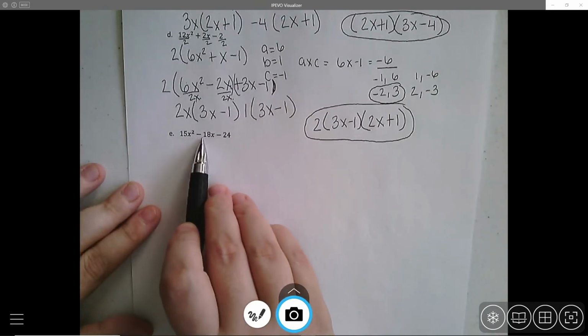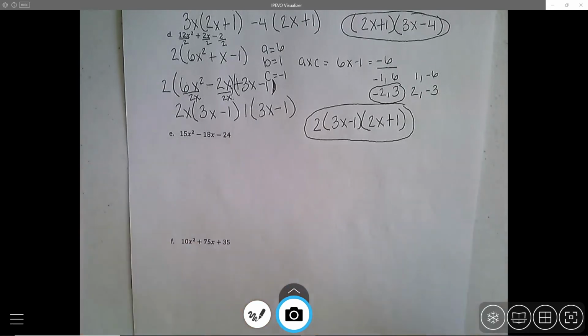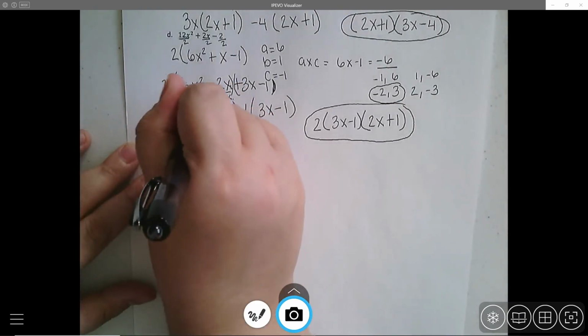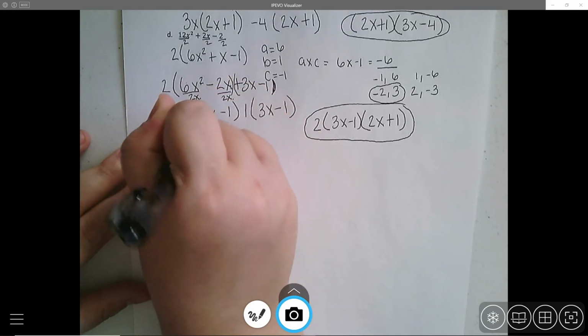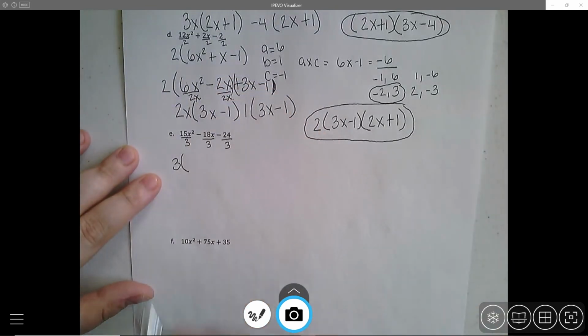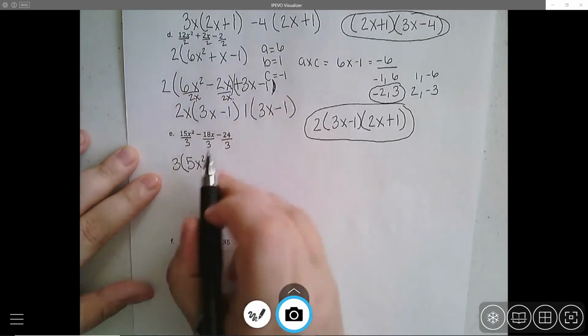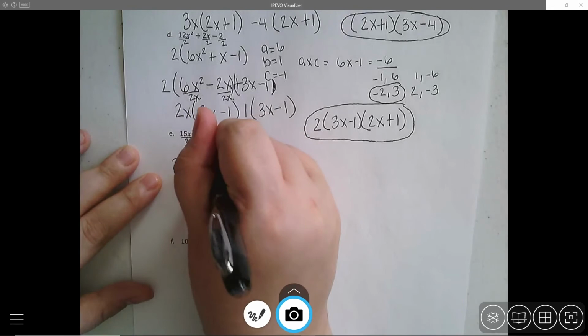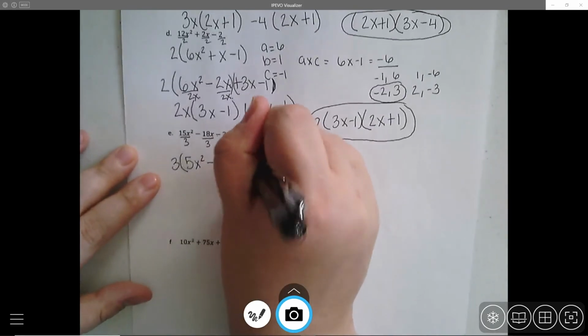So 15x squared minus 18x minus 24. First off, not everything has an x, so there's no variable for a GCF, but there is a number. Out of those, the number that they all share is a 3. So I'm going to divide my original problem by 3 and put it outside. 15 divided by 3 is 5x squared. Negative 18 divided by 3 is negative 6x. Negative 24 divided by 3 is negative 8.